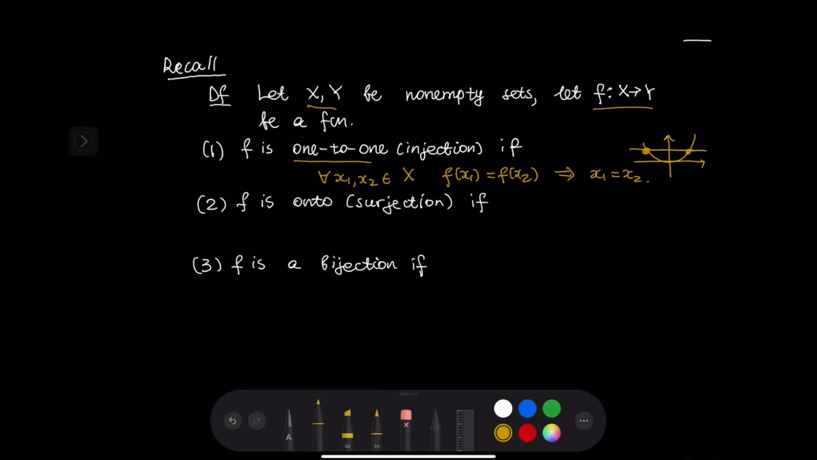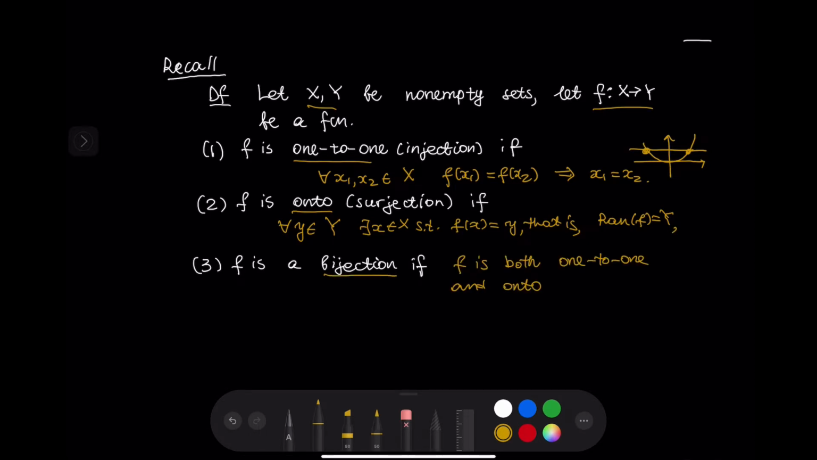that function is not one-to-one. The function f is onto if for every y in capital Y there exists an x in capital X such that f of x is equal to y. That is, if the range of the function f is equal to the codomain Y. And finally, the function f is a bijection if f is both one-to-one and onto.